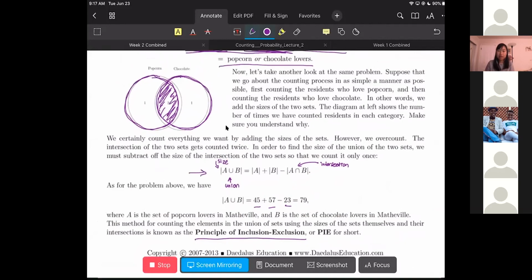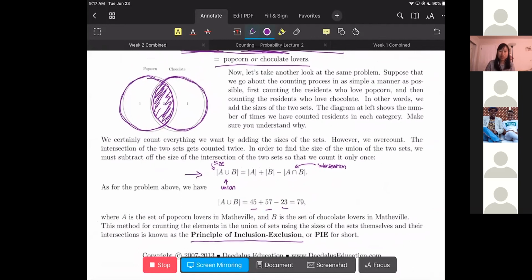Does anyone have any questions on this question or the general notation here?